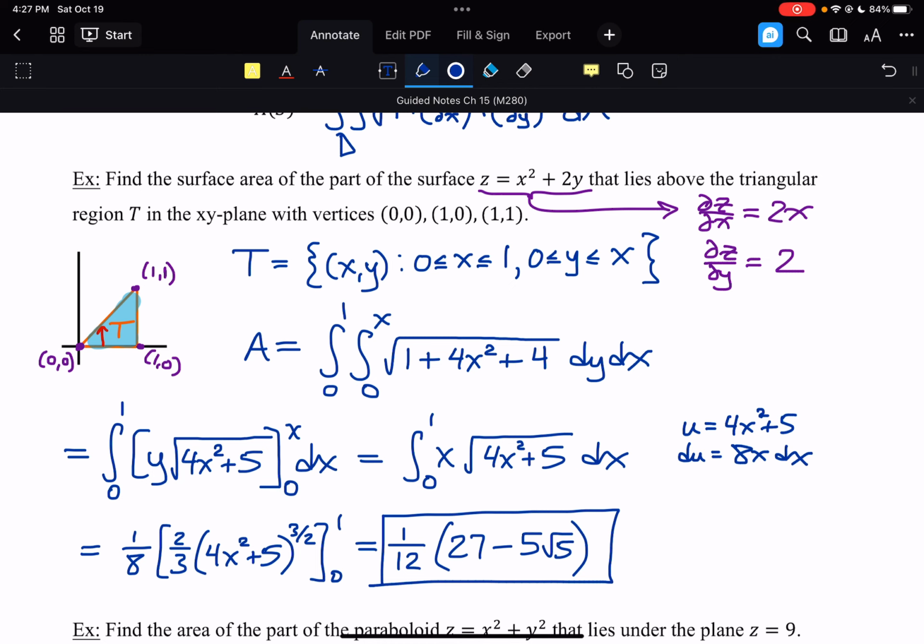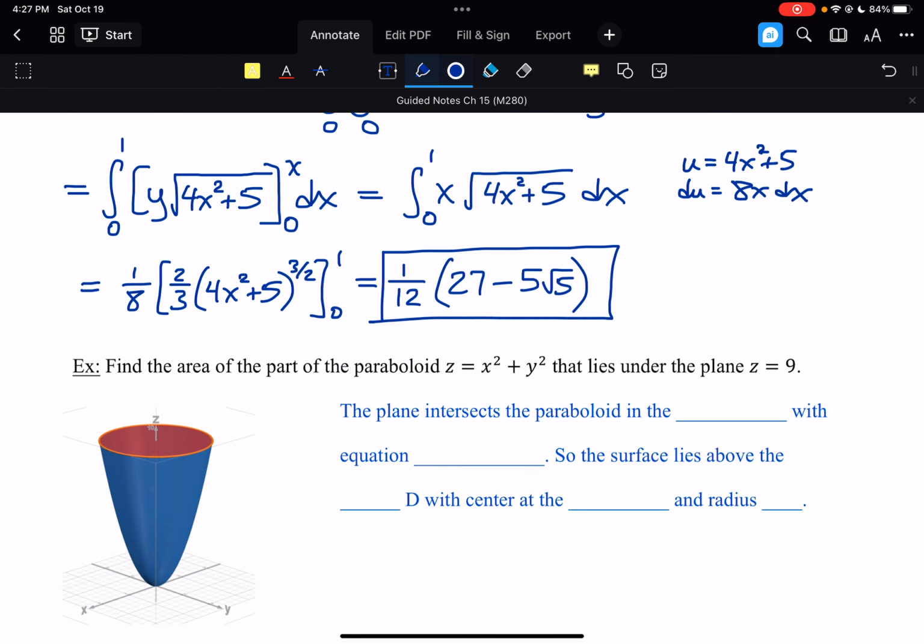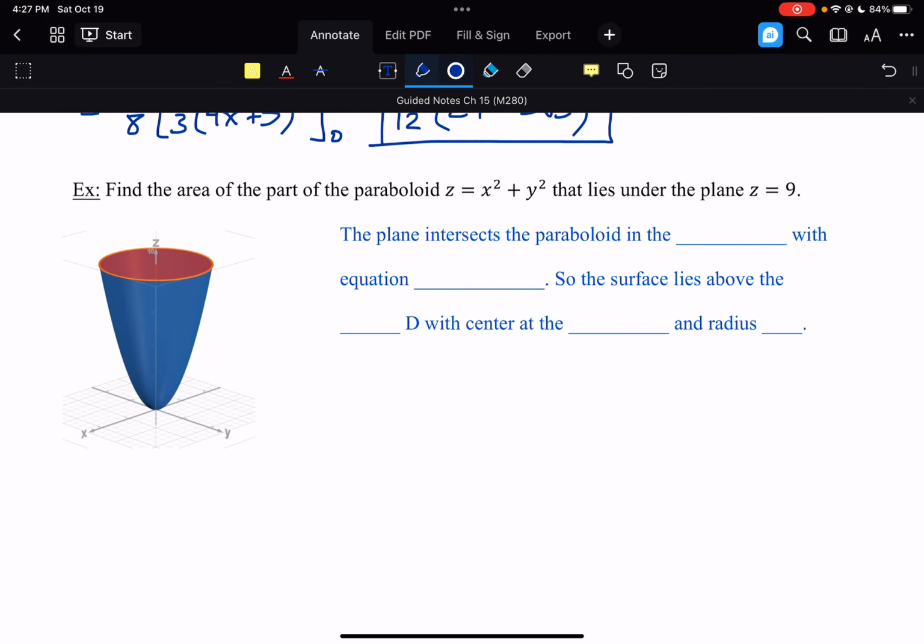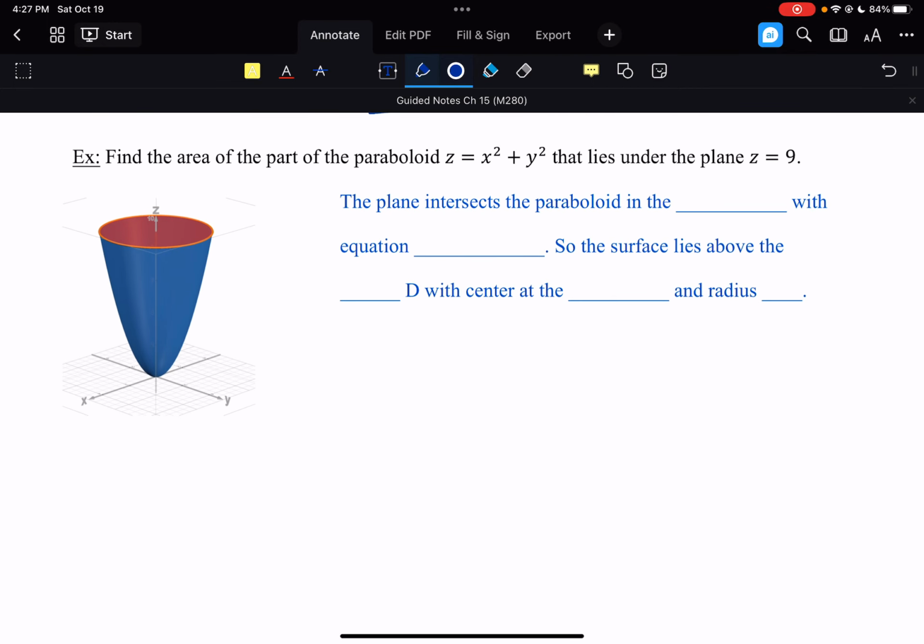Let's take a look at another one. So moving away from triangles, find the area of the part of the paraboloid z equals x squared plus y squared that lies under the plane z equals 9. So you can see right here, I went ahead and sketched this.